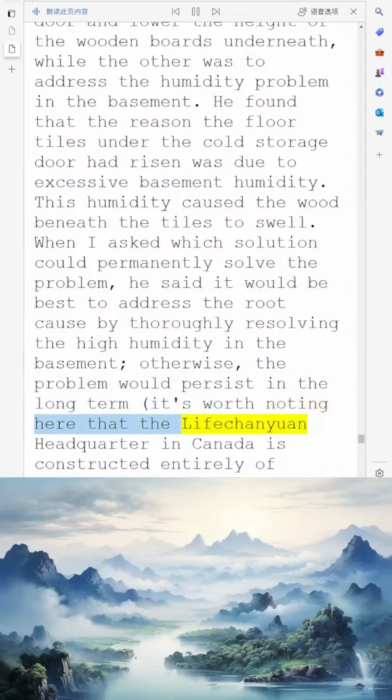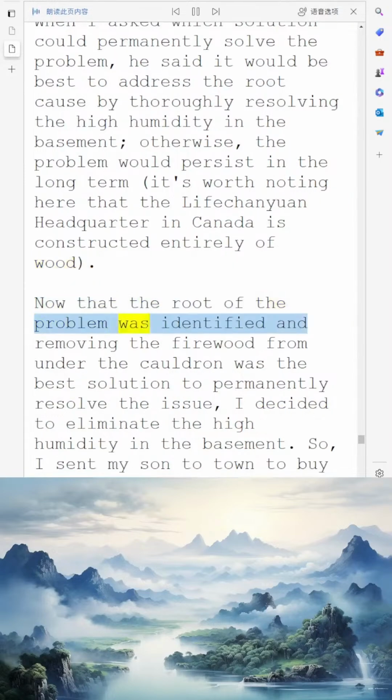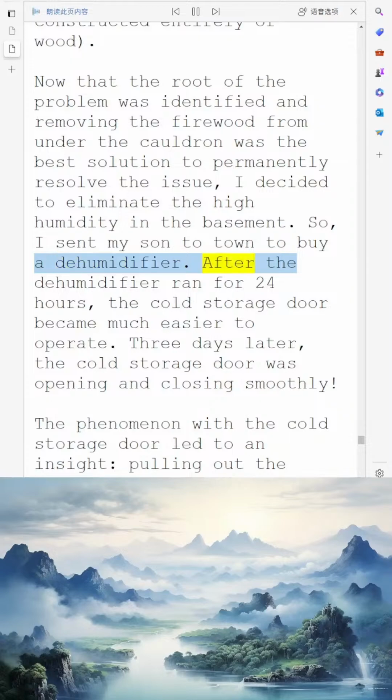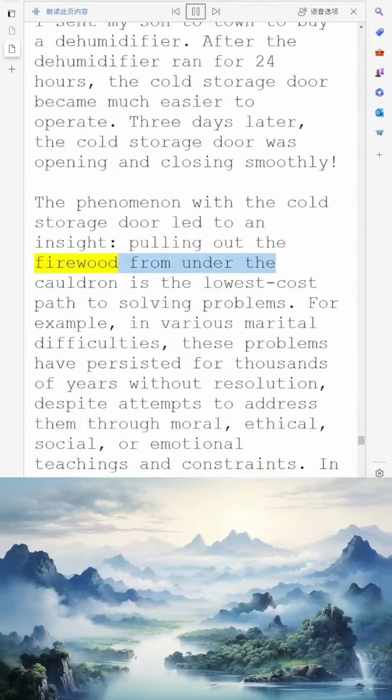It's worth noting here that the Life of Chanyuan headquarters in Canada is constructed entirely of wood. Now that the root of the problem was identified and removing the firewood from under the cauldron was the best solution to permanently resolve the issue, I decided to eliminate the high humidity in the basement. So, I sent my son to town to buy a dehumidifier. After the dehumidifier ran for 24 hours, the cold storage door became much easier to operate. 3 days later, the cold storage door was opening and closing smoothly. The phenomenon with the cold storage door led to an insight. Pulling out the firewood from under the cauldron is the lowest cost path to solving problems.